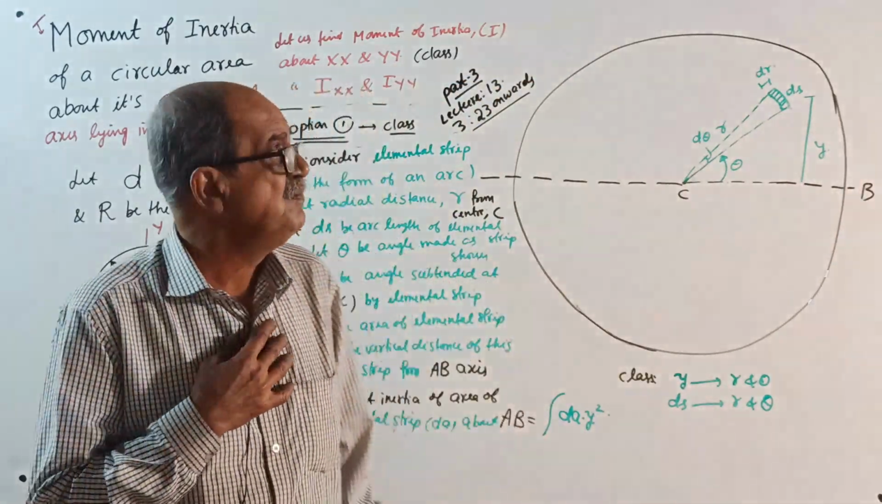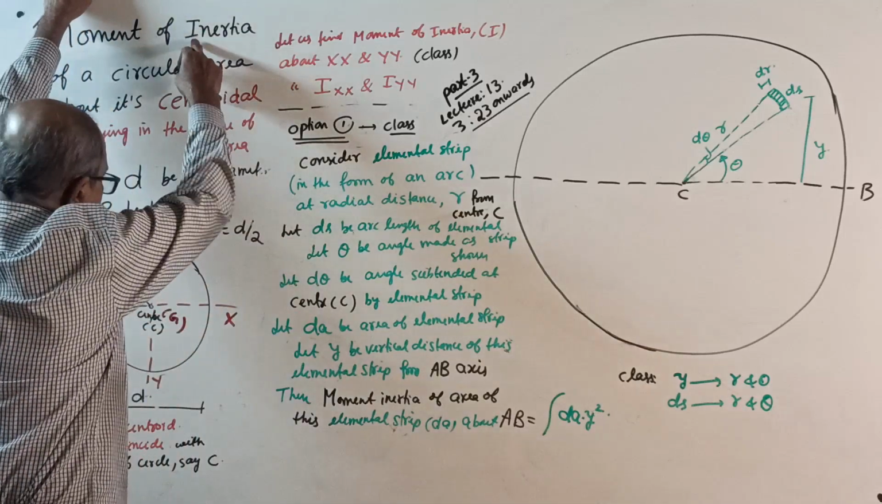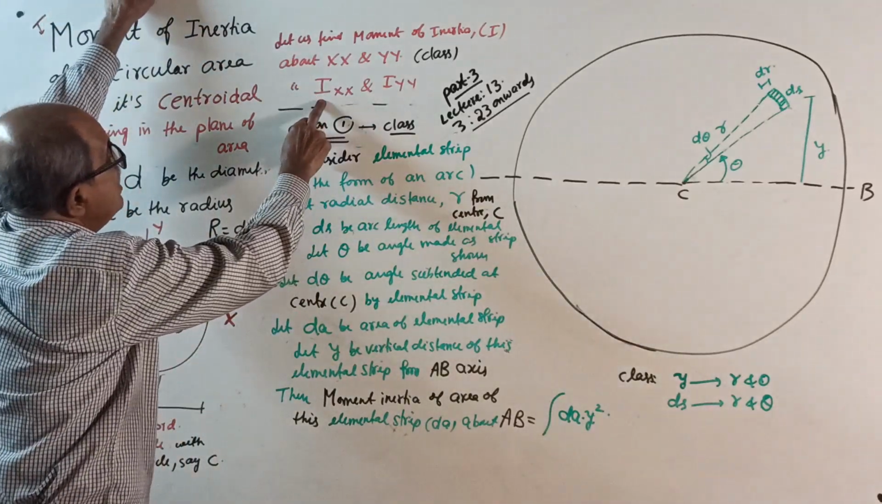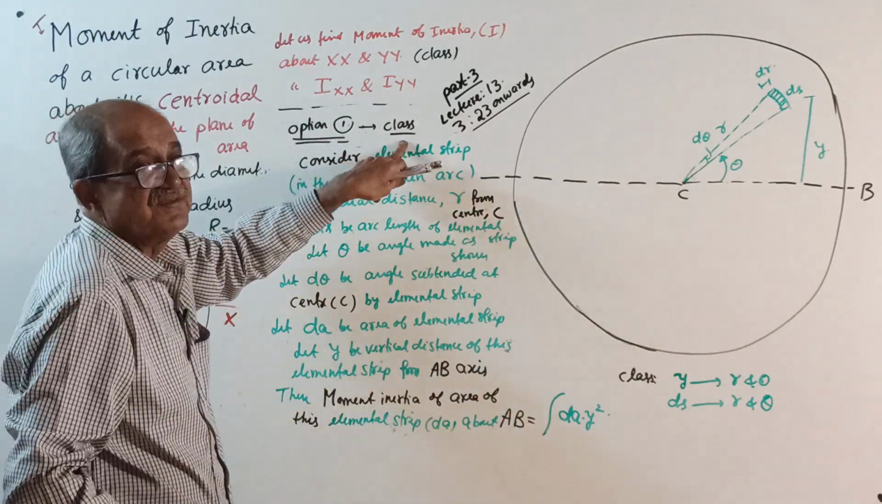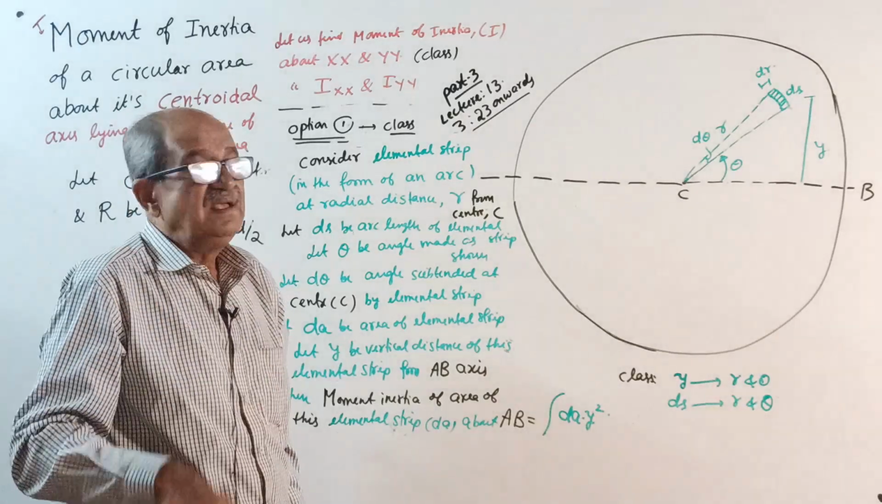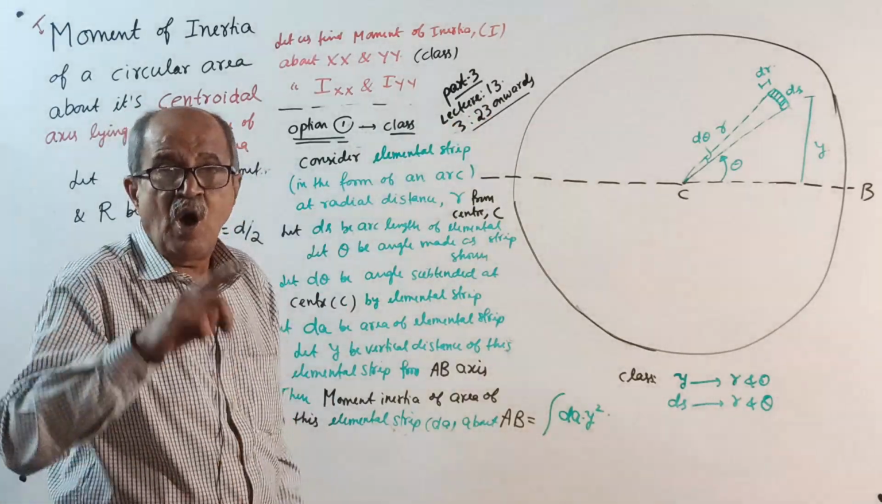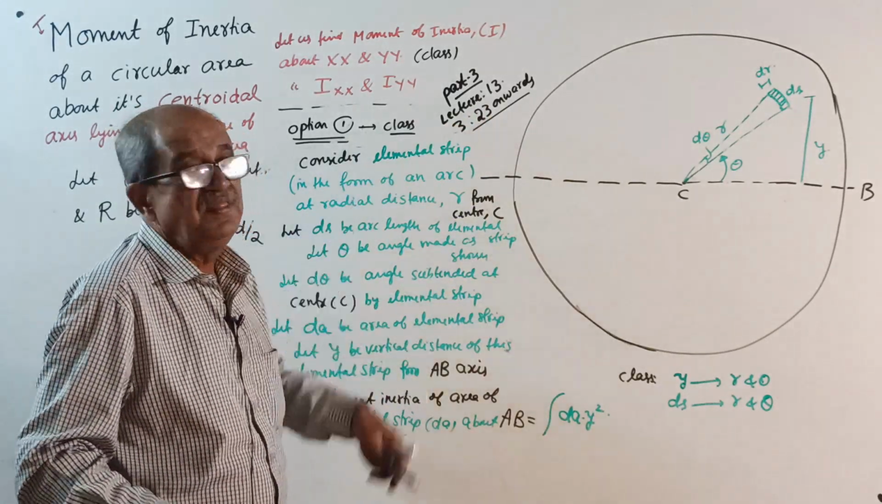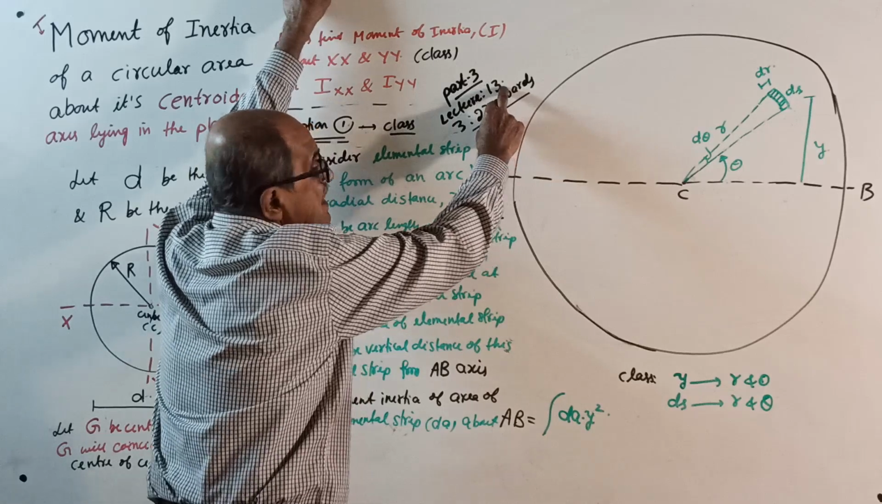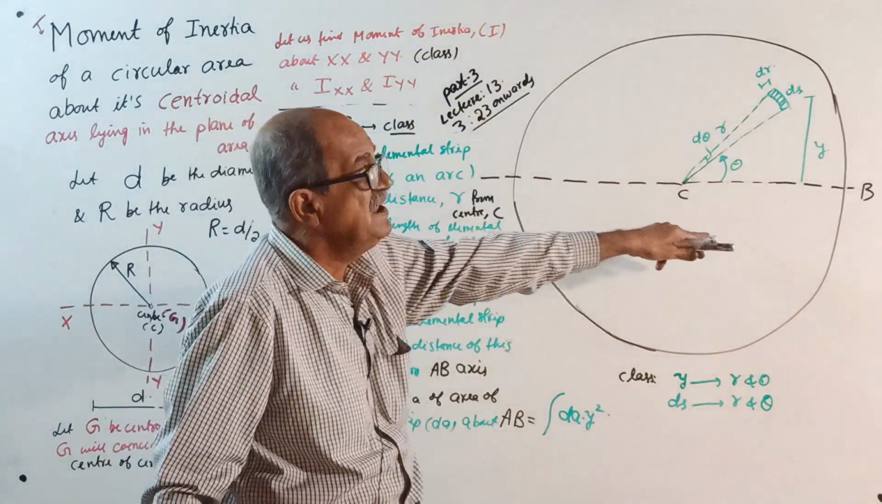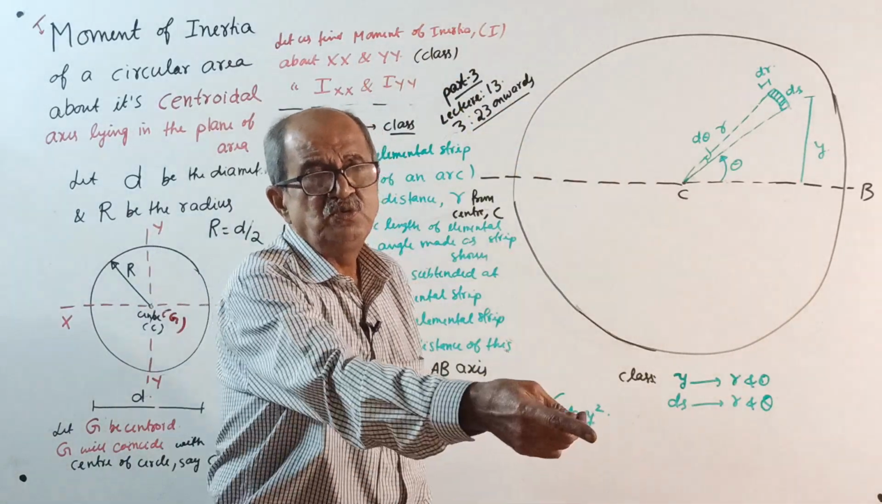Now I will continue. Same as I told, all the statements once again. We require Ixx, Iyy. Now we are going for option 1, class. Make a note: long back in the centroid, part 3, lecture 13, the same thing was told. I went through the video once again.